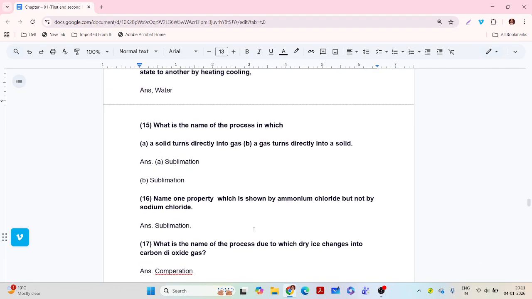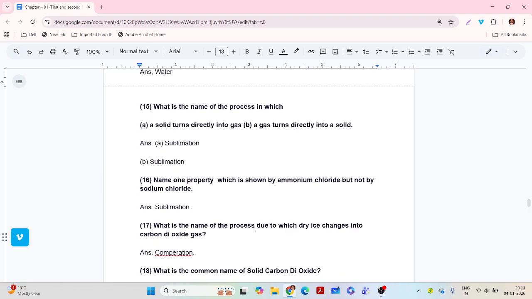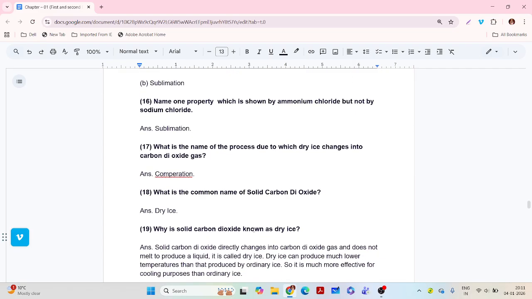What is the name of the process due to which dry ice changes into carbon dioxide? It's sublimation, but it's not in your syllabus at all. What's the common name of solid carbon dioxide? We read in the chapter explanation as well, it is dry ice. Why is solid carbon dioxide known as dry ice? As we know, solid carbon dioxide undergoes the process of sublimation. Solid carbon dioxide directly changes into carbon dioxide gas and does not melt to produce a liquid. That is why it is called dry ice.